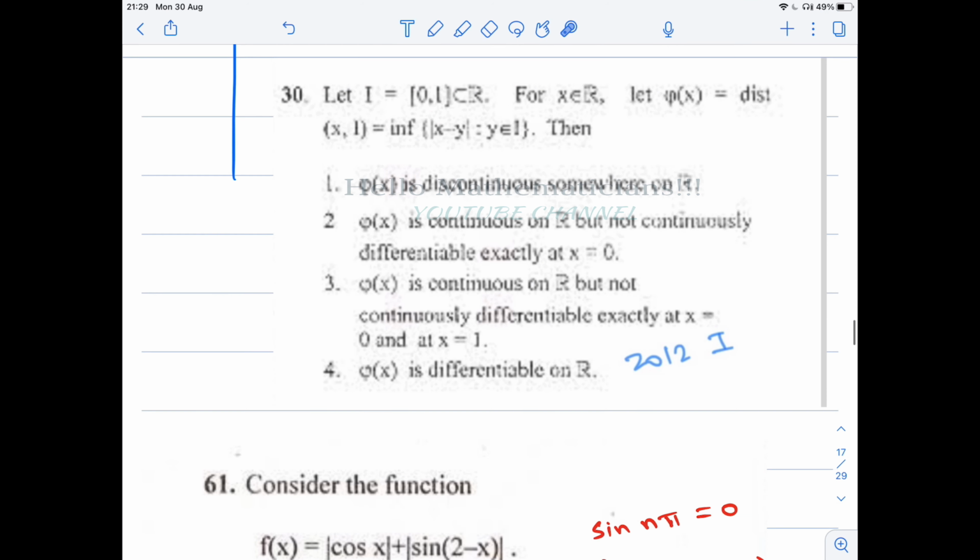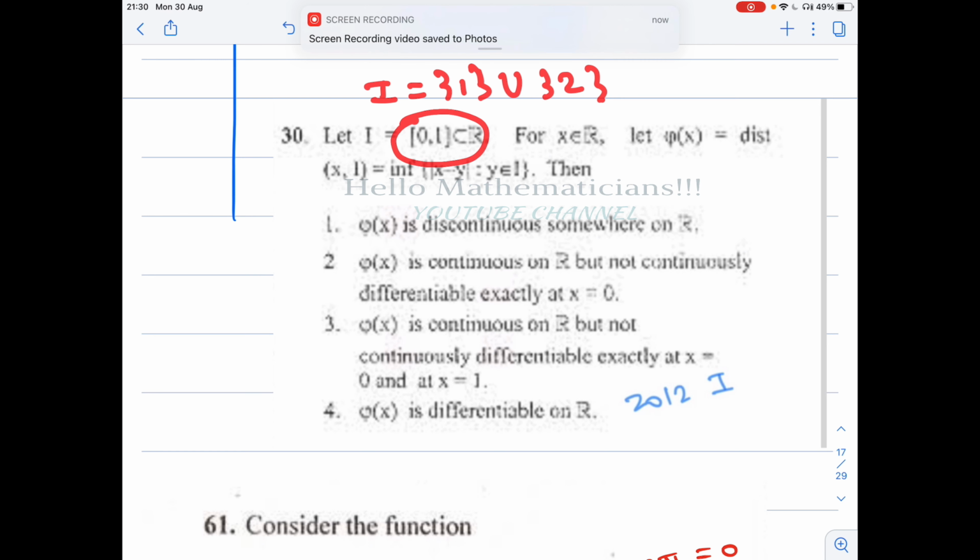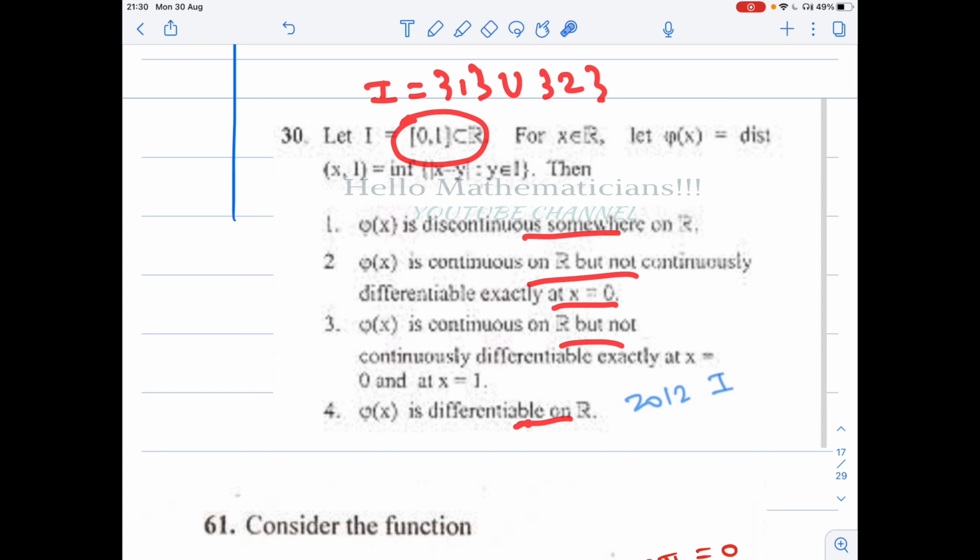Now, in June 2012, a similar problem was asked. Instead of the set I equal to the singleton 1 union the singleton 2, which we saw, in this problem they changed the set I to the closed interval 0, 1, and the options are pretty much the same. For this set, they have given suitable options.